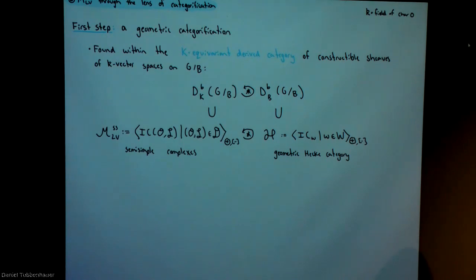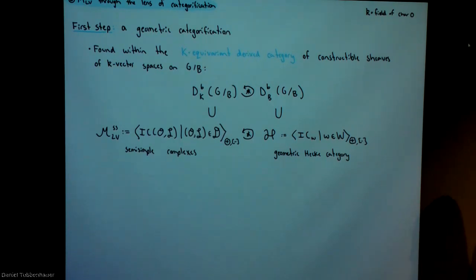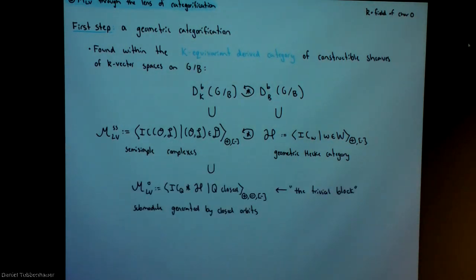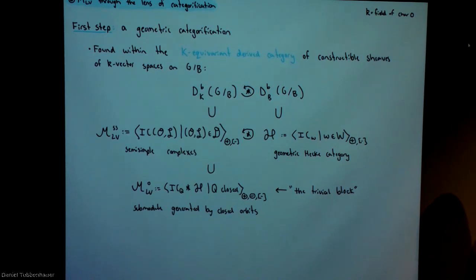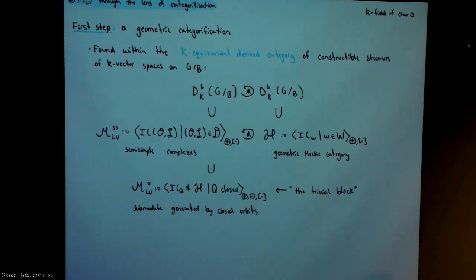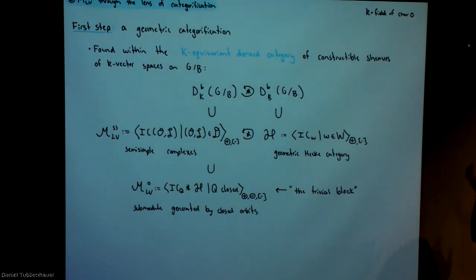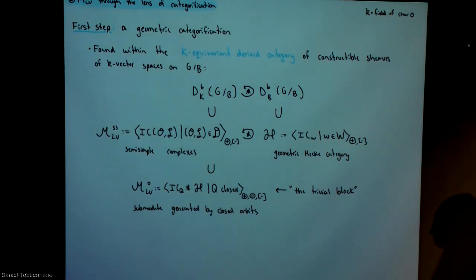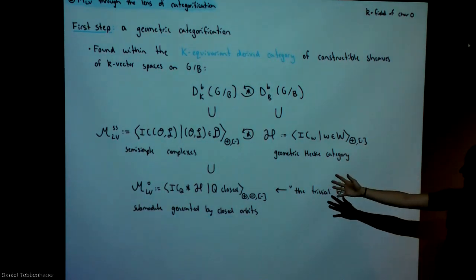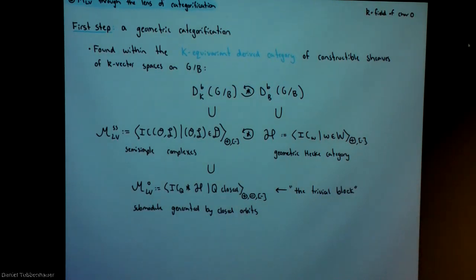So everything I'm doing here is working over a field of characteristic 0. So we can take the semi-simple category. It has a natural action of the geometric Hecke category. And we can also find another subcategory within it. So if we look within the semi-simple Lusztig-Vogan category, I can instead take all of the IC sheaves on closed orbits, and then I can act by the Hecke category. And this builds for me some subcategory of the semi-simple category. And I want to distinguish this one as well. So this I'll call the trivial block, and I'll explain more in a minute why I'm calling it that. But both of these two things are categories with an action of the geometric Hecke category.